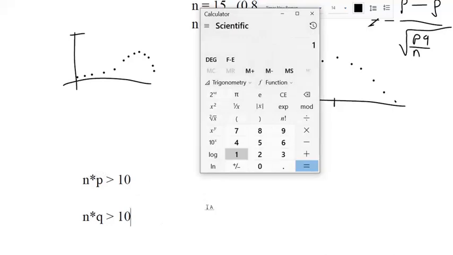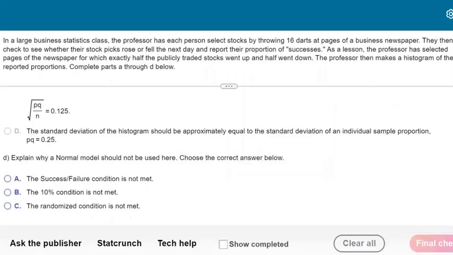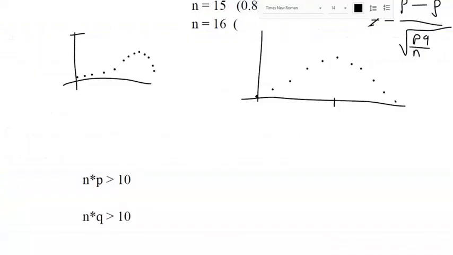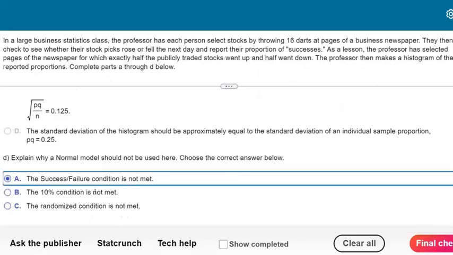So n is 16, right? p is 0.5. If you multiply that, you get 8. 8 is not greater than 10. The success-failure condition is not met. That's true. The 10% condition is not met. That would be if there are... So the 10% condition is basically this. n times 0.10 needs to be greater than n, where capital N is the total population size, the number of possible stocks. And that's like, for America, that's like 4,000 or something. So 4,000 times 0.1 is 400. 400 is definitely greater than our sample size of 16. So the 10% condition is met.